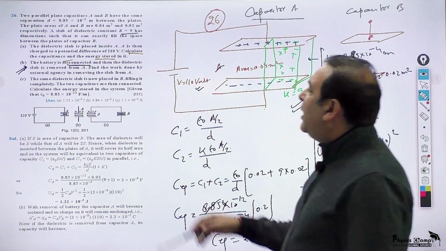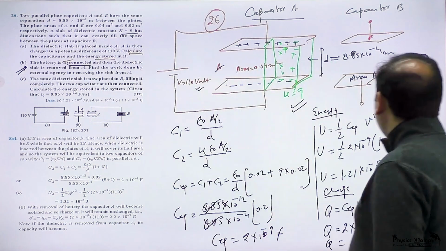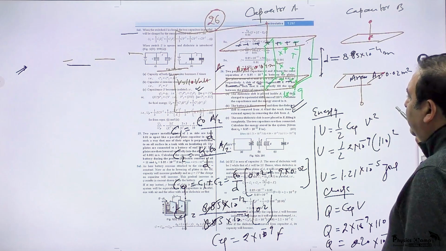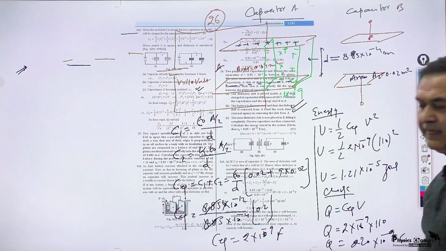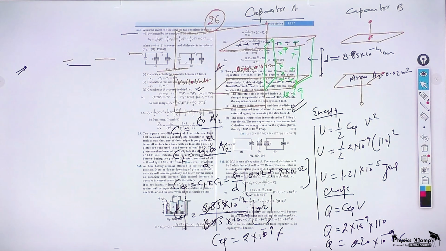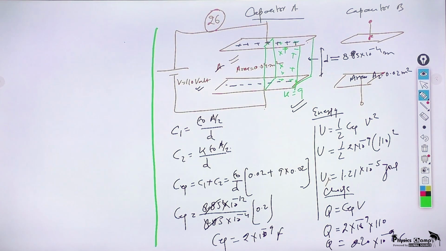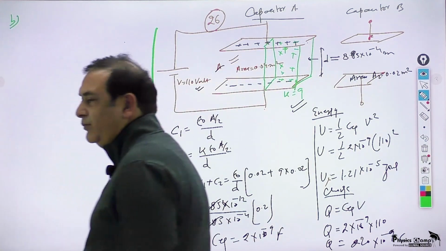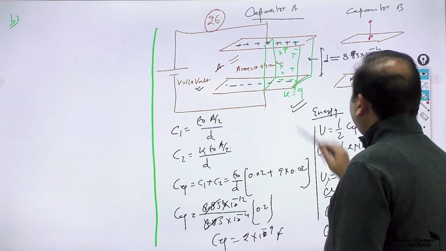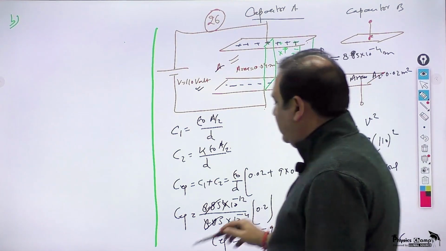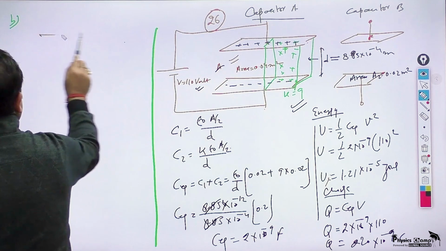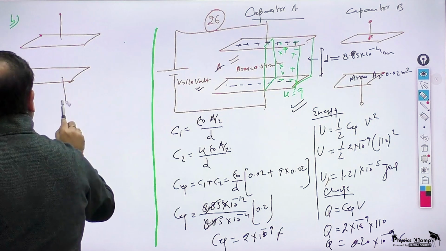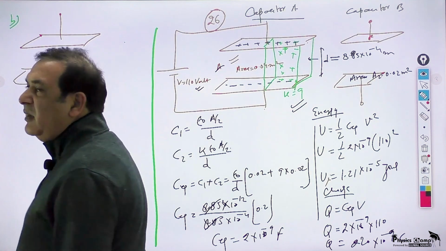What work will be done by the external agency to remove the slab from A? So the situation is, now we take part B. In part B, it is mentioned that the first capacitor, where we have all this charge, initial energy and C equivalent, first the battery is detached.